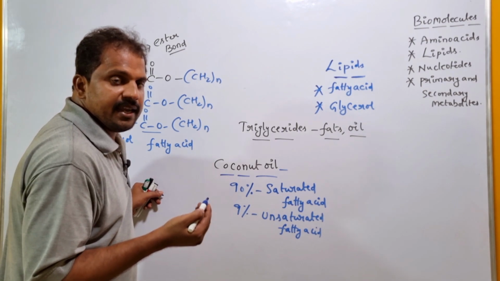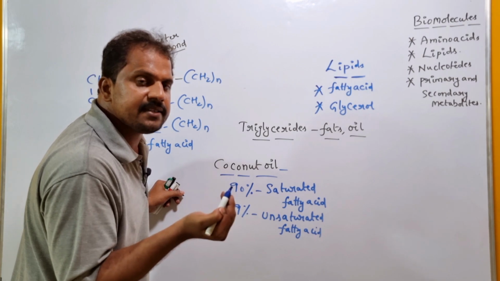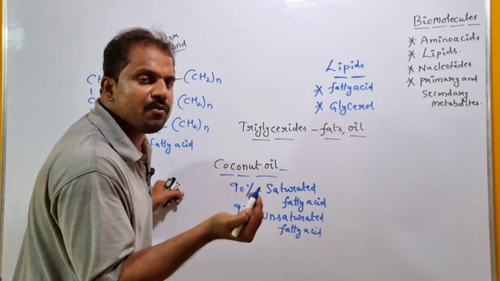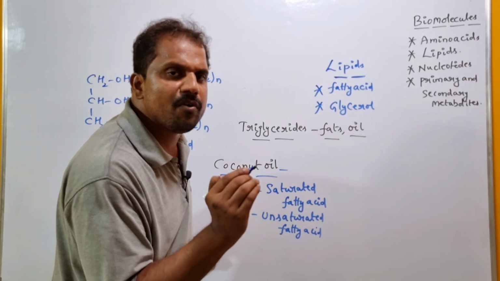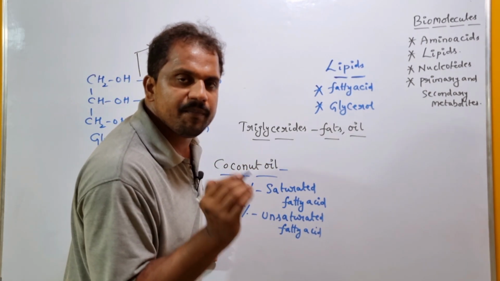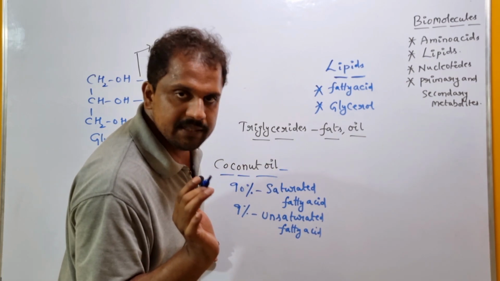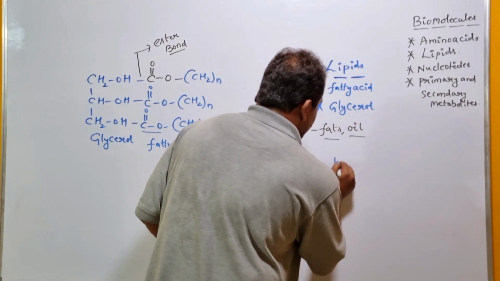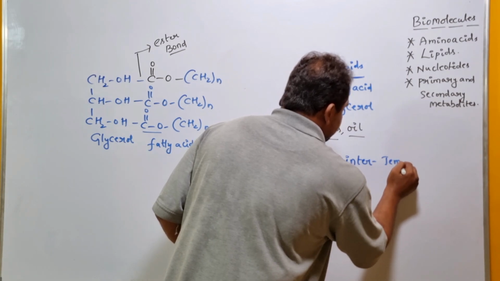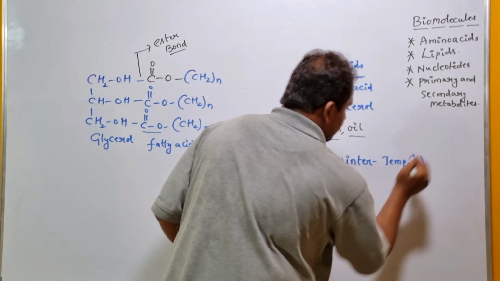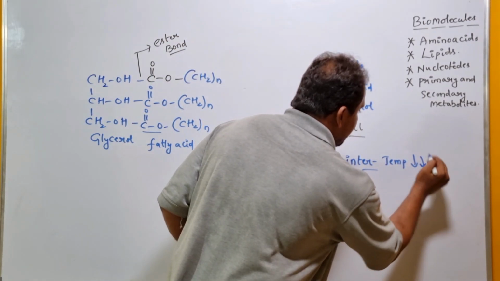In general, in the winter season, coconut oil remains in solid form, whereas in the summer season, coconut oil remains in liquid form. So why in the winter season does the coconut oil remain in solid form? Because in the winter season, the temperature is very low. Is it clear? In winter, the temperature is very low.